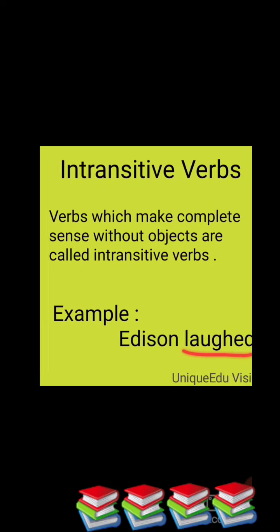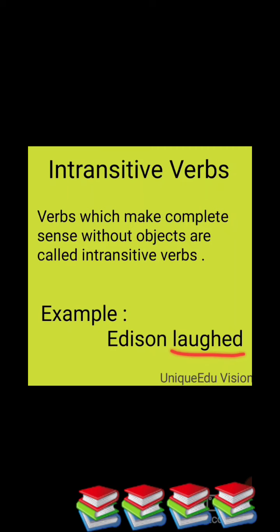The second one is intransitive. Verbs which make complete sense without objects are called intransitive. If there is no need of any object in the sentence, or the verb doesn't need any kind of object, that is intransitive. For example, Edison laughed. It makes complete sense without any object. So these are intransitive verbs.